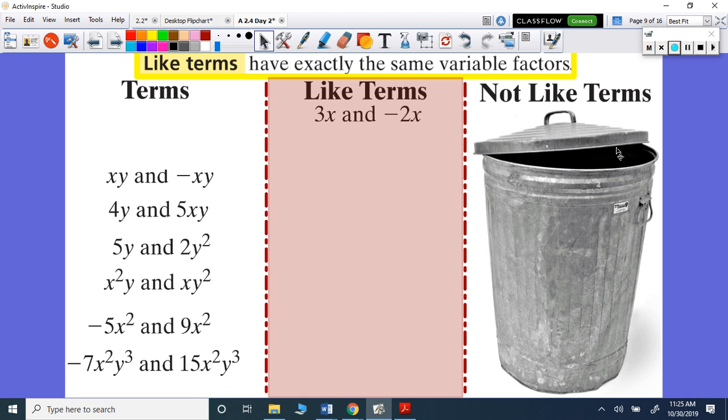Alrighty. How about these guys? No coefficient is a 1, and you're allowed to have different numbers. Do they have the same letters? Yeah. So eventually we're going to be able to combine those. Put those in the like term column.